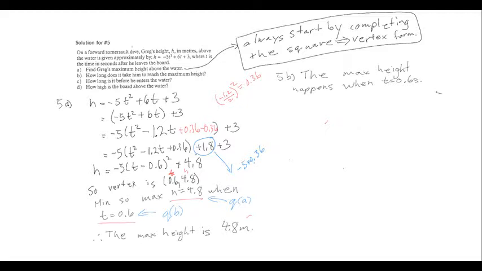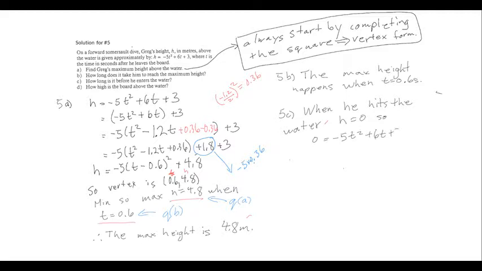Now, in order to do part C and D, part C is asking you, how long does it take before he enters the water? So you need to realize that you start above on a springboard or a ladder. That means eventually you're going to hit the ground. Now, you need to remember that h is 0 when you actually hit the ground. So we have 0 equals negative 5t squared plus 6t plus 3.